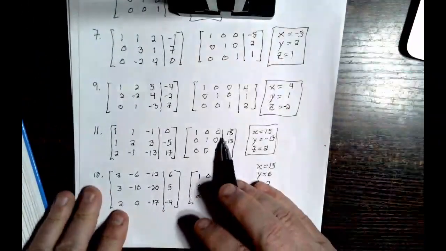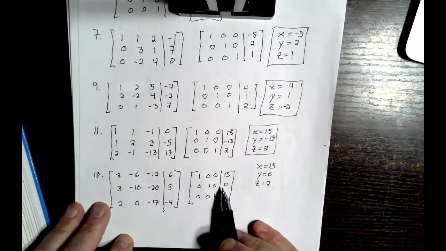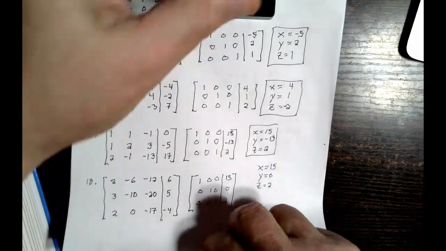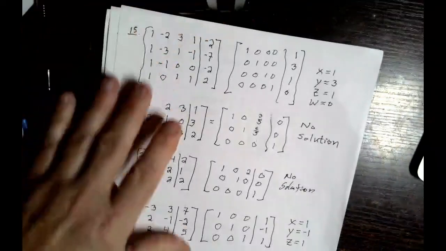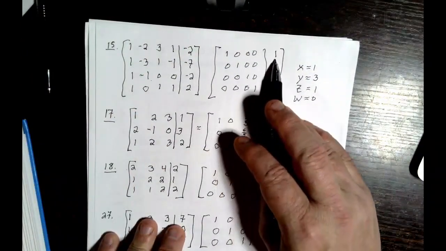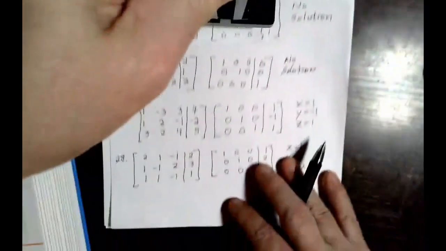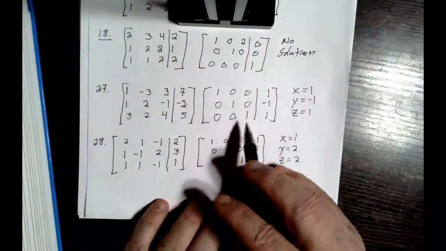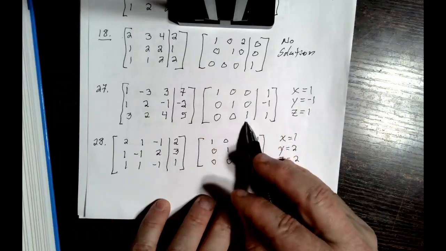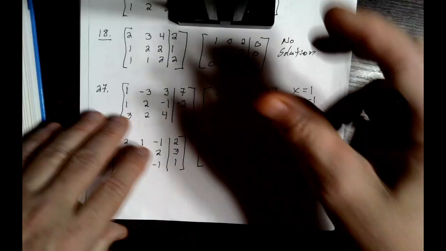Right, for 11, you're getting 15, 13, -13, and 2 for your x, y, and z. 15, 0, and 2 for your x, y, and z there. Okay, for 15, you get x, y, z, and w are your variables there, and there's your answers for each one. We already talked about 17 and 18, there's no solution there. 27 again, x, y, and z, because you've got 1's along the diagonal and zeros everywhere else, so that will always be your answer. Same thing here for 28.